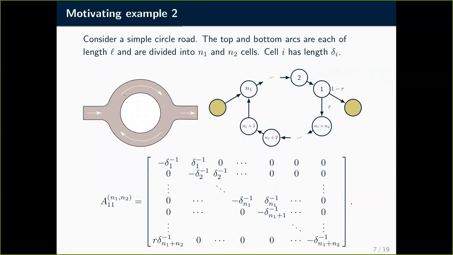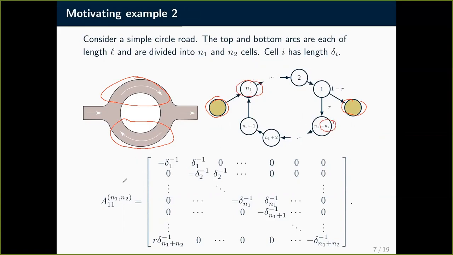In the next example, we're considering a simple circle road in which we want to calculate how many partitions we need for the top and bottom part, assuming that we have sensors in the green nodes, which are the incoming and the outgoing roads. We assume that the top part is divided into N1 cells and the bottom part into N2.